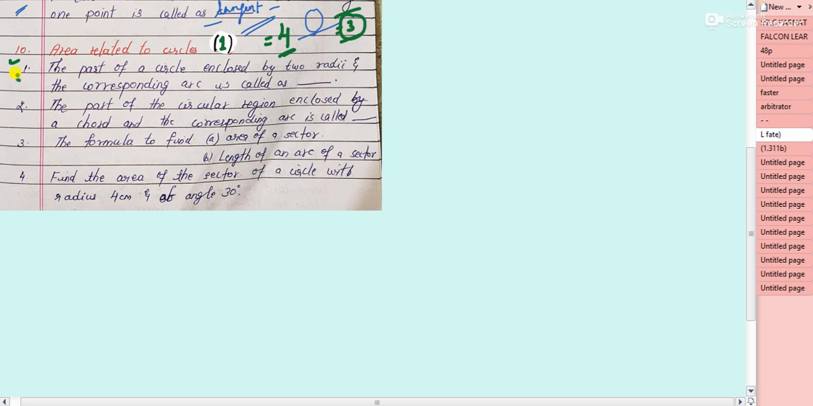Okay, so let us see the type of questions that can be asked from this chapter. Area related to circles. The part of a circle enclosed by 2 radii and the corresponding arc is called as dash. So there is a circle like this, part of the circle enclosed by 2 radii. These are the 2 radii and this is the corresponding arc. So which part is getting enclosed? Yeah, it is this part. So it is called as sector of the circle.